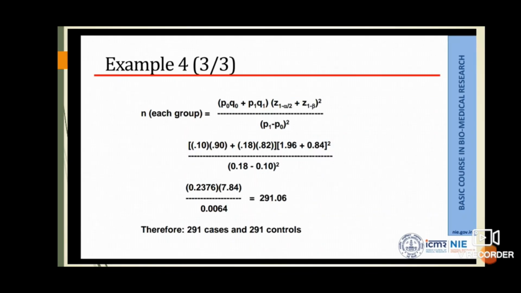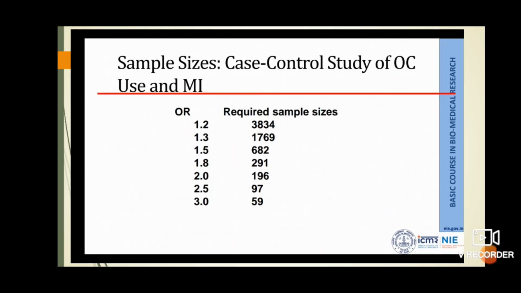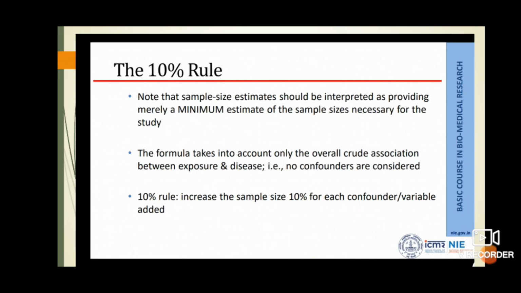This is another example. So from this we will be taking out the odds ratio of the required sample size. For each odds ratio we will get each sample size.